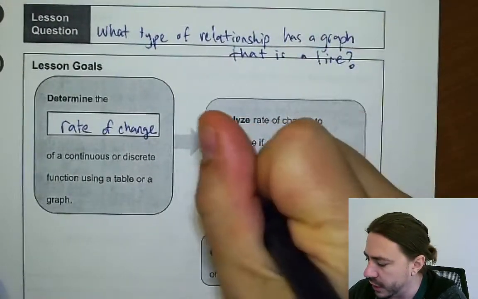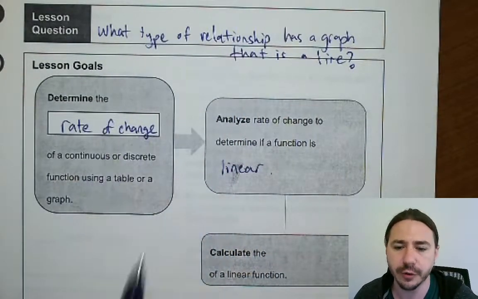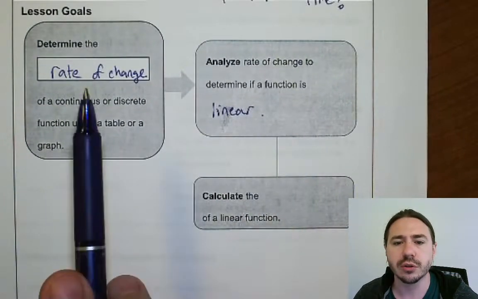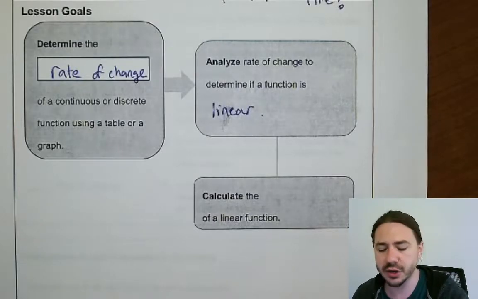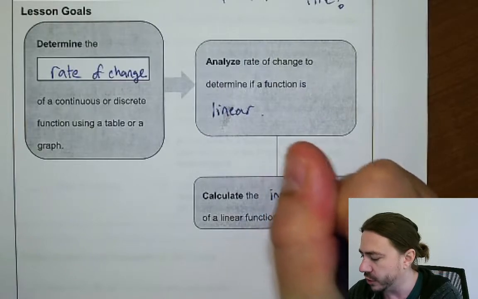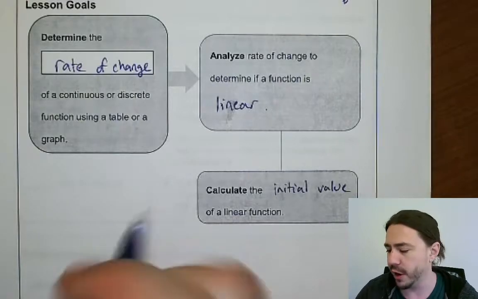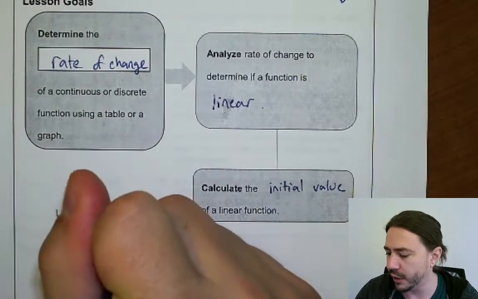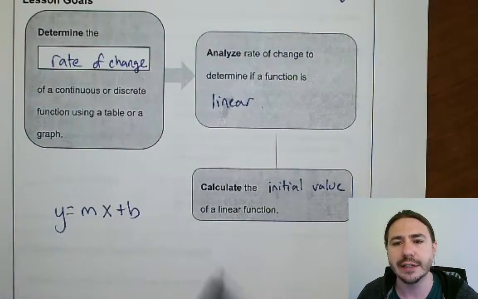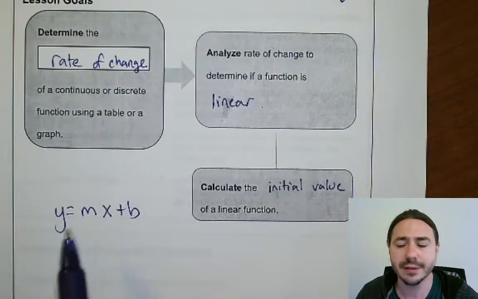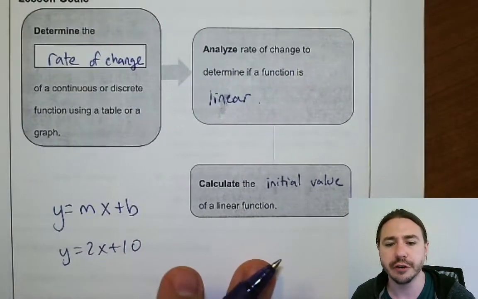It will be linear if the rate of change is constant, meaning that it doesn't change. It has some very specific value. Not only do we want to look at the rate of change, but in order to write these linear functions, we're also going to need to know the initial value, or what I'll later call the y-intercept. You may remember from 8th grade this little equation right here, y equals mx plus b. That is going to be the format that we use to write linear functions. If you've seen an equation like y equals 2x plus 10, that would be an example of a linear function.